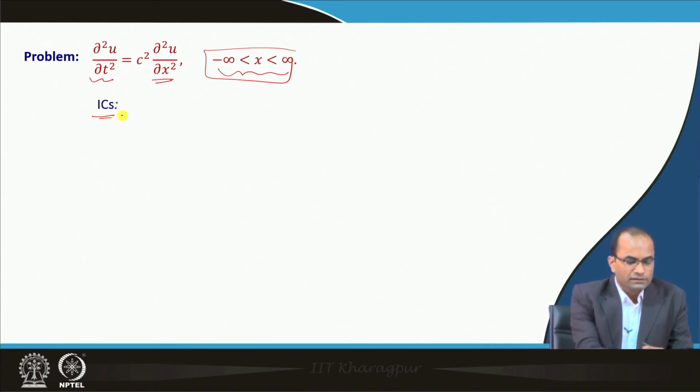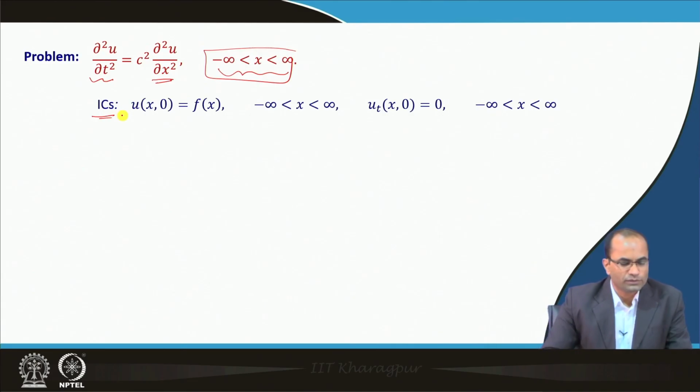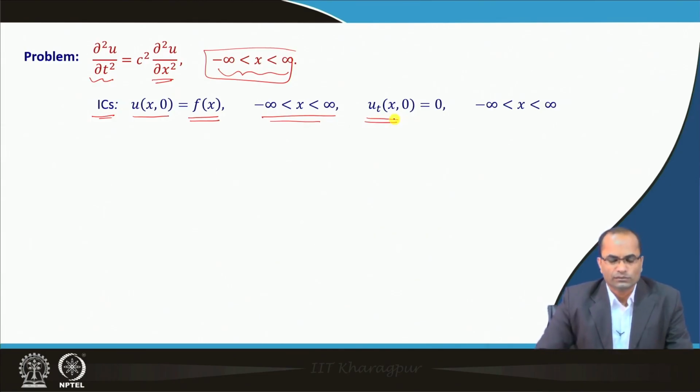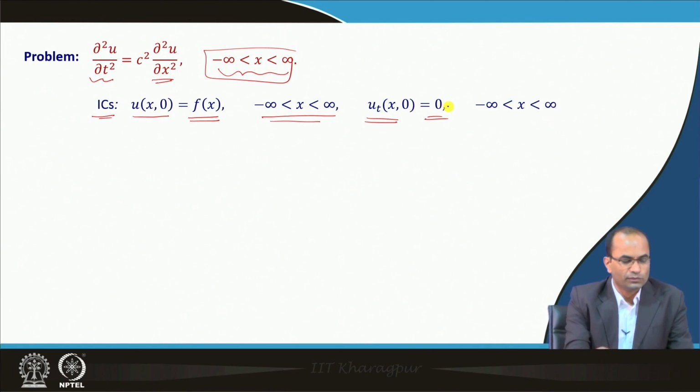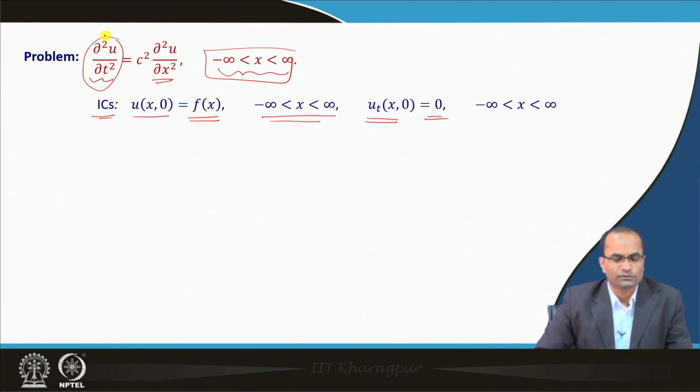The initial conditions must be supplied to this problem. Here we have the initial condition u(x, 0) given as f(x) for all values of x, and also u_t(x, 0) is given as 0. Since we have the double derivative of u with respect to t, we have two initial conditions. One is u(x) at t equal to 0, and the other one is its partial derivative with respect to t, again at t equal to 0.